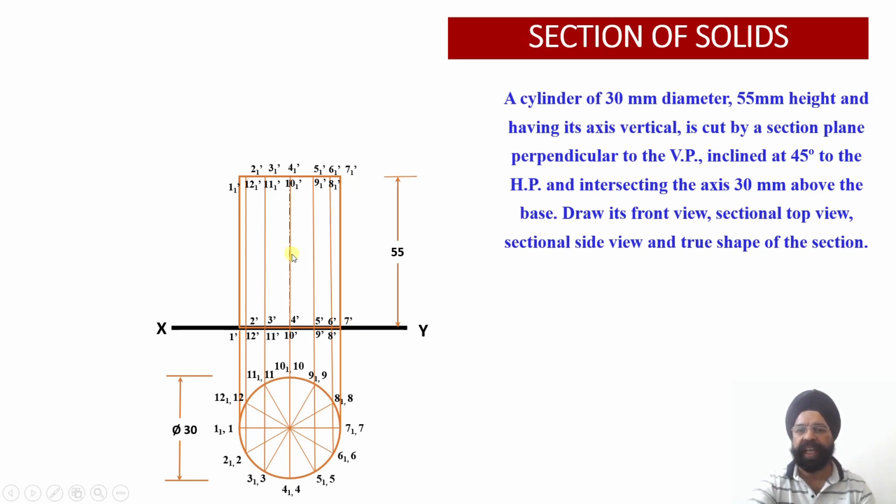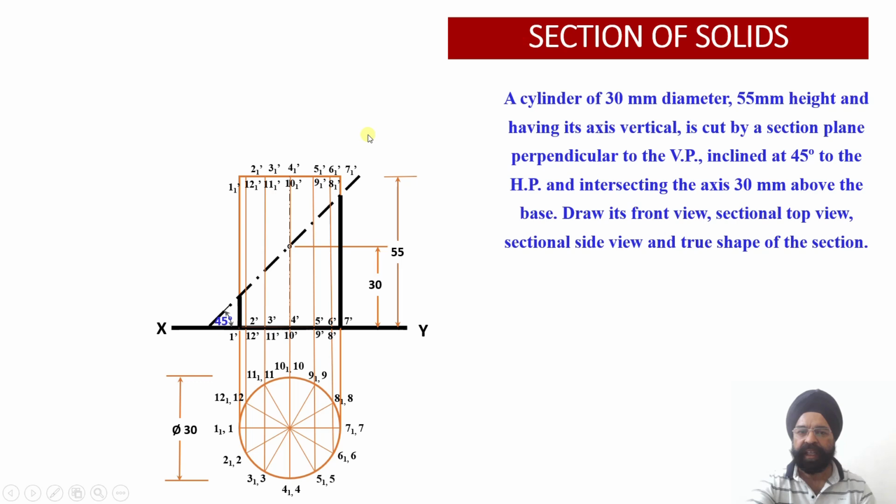Now my cutting plane has to pass through a point on the axis which is lying 30 millimeter above the base. So 30 millimeter above the base, the axis point will be cut by a cutting plane which happens to be inclined to the horizontal plane at an angle of 45. So this is the angle of AIP. This plane happens to be perpendicular to the vertical plane and inclined to HP at an angle of 45. So we have drawn this plane.